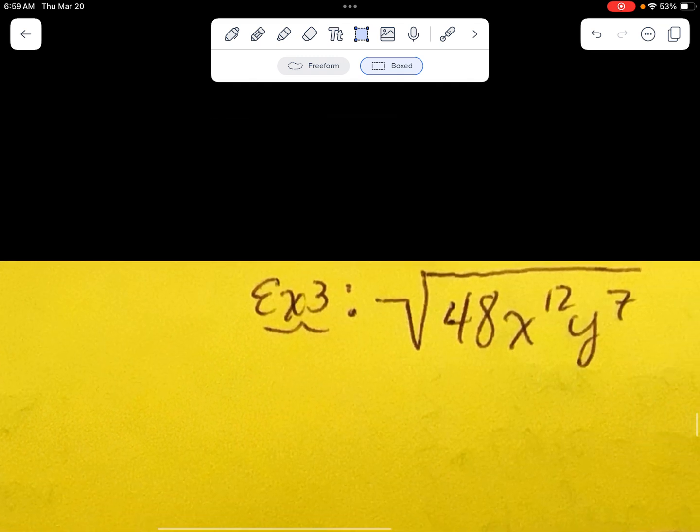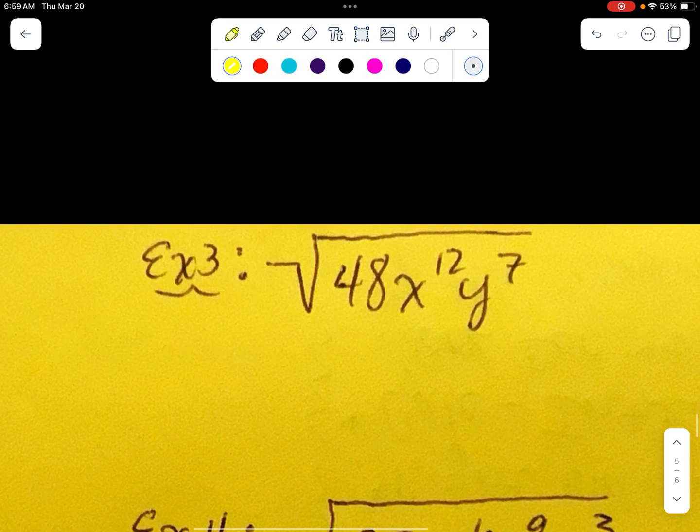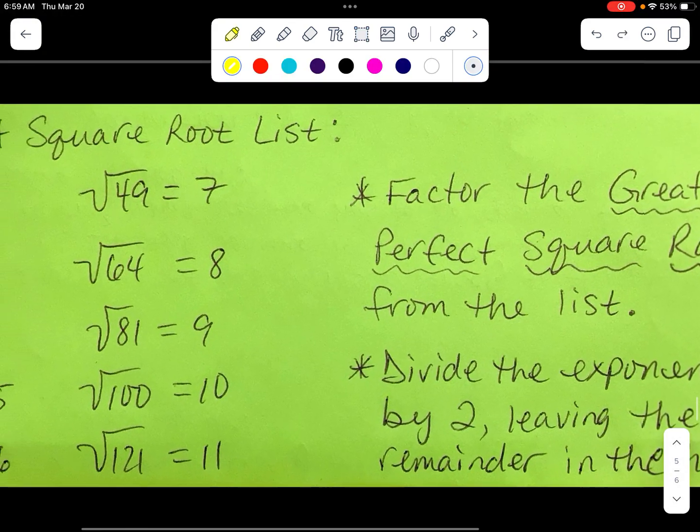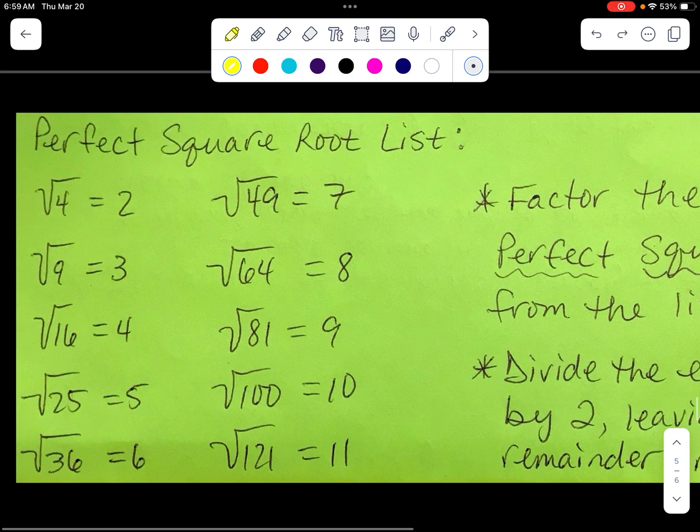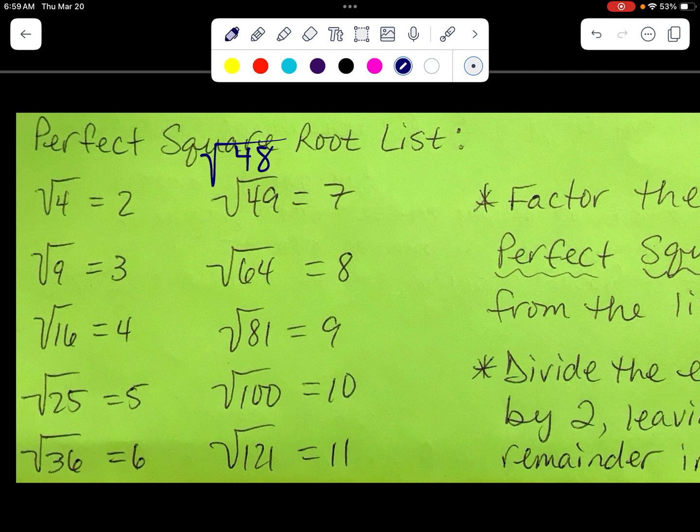All right, let's take a look at a second example here. The square root of 48. If I start with the square root of 48, let's use our list. Where is 48 on my list? Well, the square root of 48 is right before the square root of 49, which means I have to look at numbers on my list that are below 49. So we're looking at 4, 9, 16, 25, and 36. We need to figure out which one of those numbers is the largest number that goes into 48, and that would be 16.